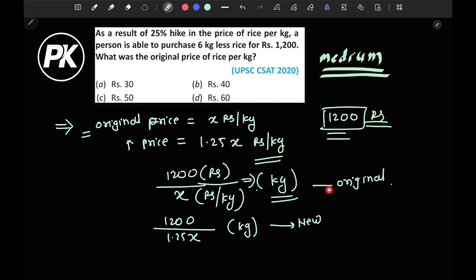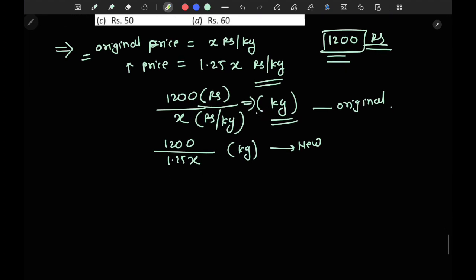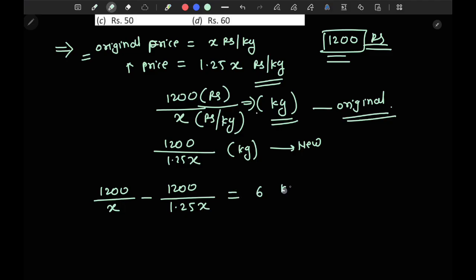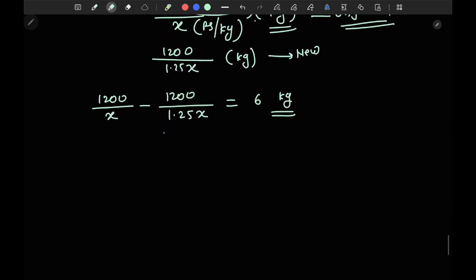So earlier he was buying more, meaning this many kg, but now only this many kg, and the total difference is given as 6 kg. Now let's do the subtraction. Originally he was able to buy more rice, so I'll put 1200 divided by x minus 1200 divided by 1.25x, and that equals 6 kg, which is given. We have to solve this so that we get the original price. Now just try to solve this equation.